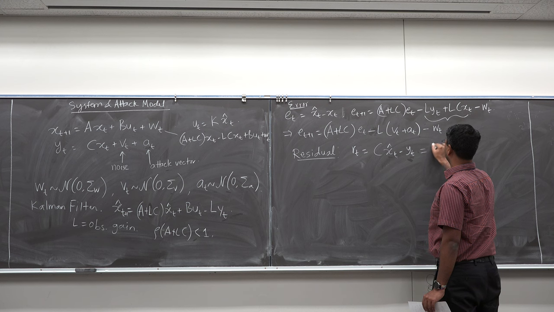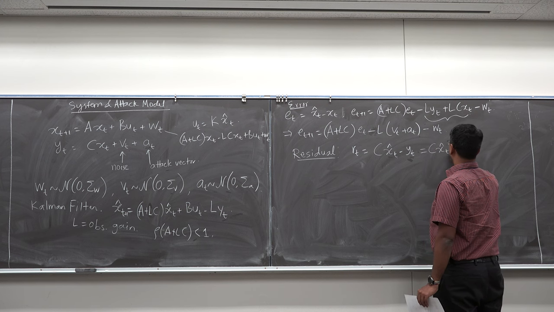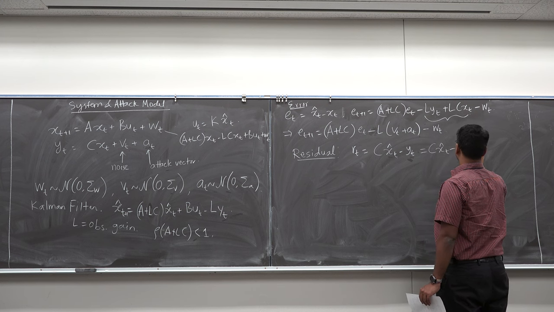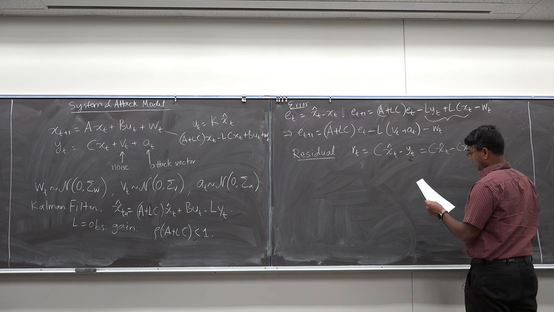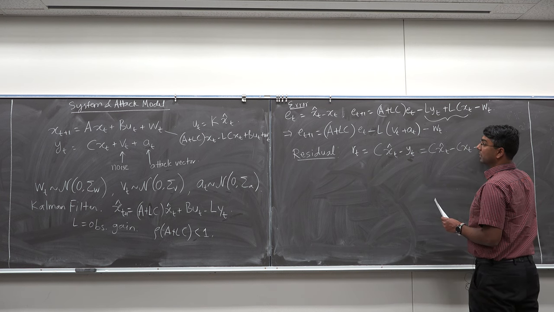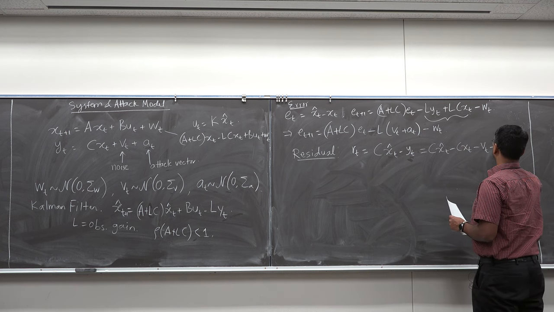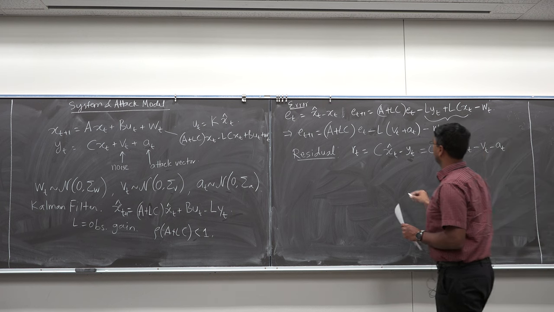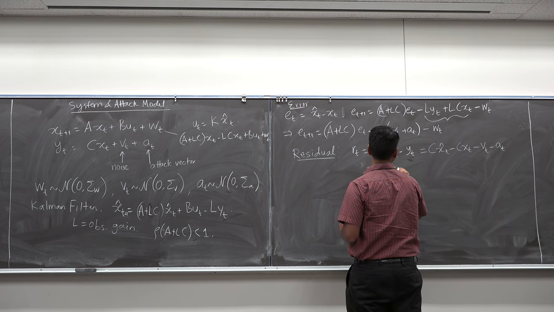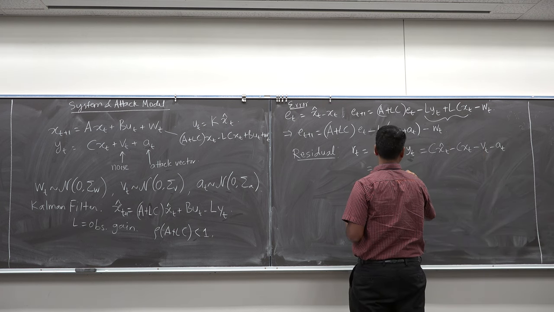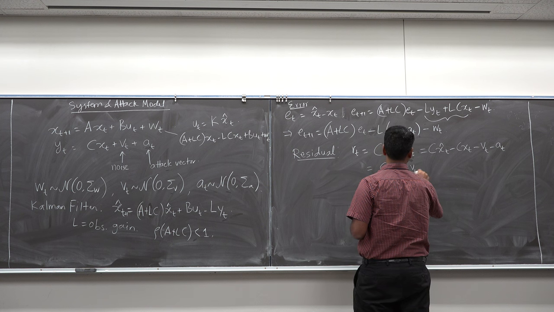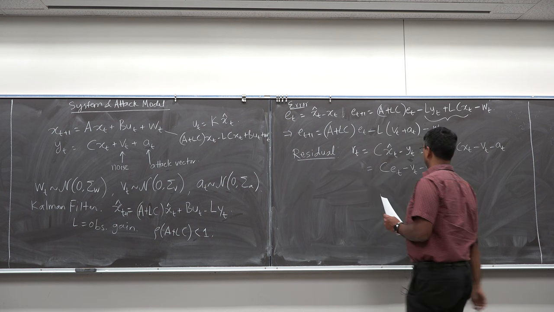So this is C of x hat of t minus C of x of t minus v of t minus a of t. So this is C of e of t minus v of t minus a of t.